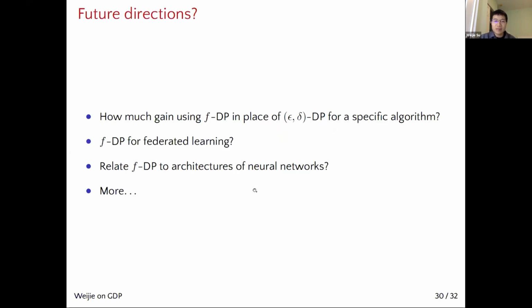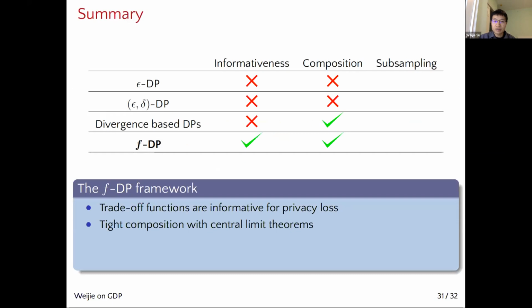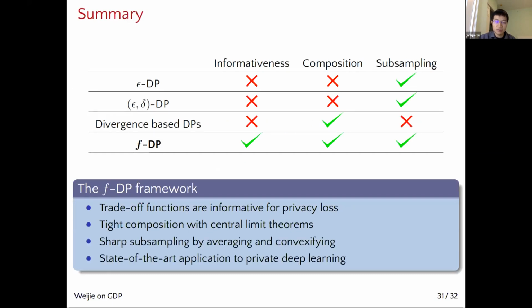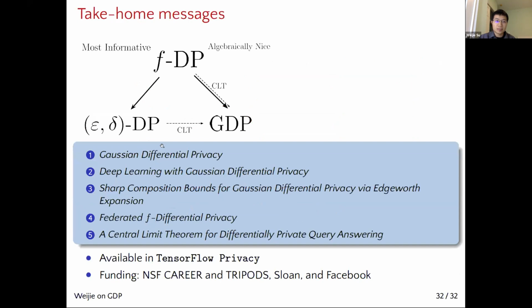To wrap up, there are many things to be done. For example, can we analyze any benefits of using f-DP in place of epsilon-delta DP for some specific algorithms? Actually, we have done this for deep learning. This really improves the test accuracy using this new definition for deep learning, but we don't have time for it here. So these are the 3 criteria, and we are doing well. Also, currently the state of the art in private deep learning is given by f-DP. So this is the triangle: f-DP can reduce to epsilon-delta DP and GDP. Everything rests on the central limit theorem, and everything goes to GDP.